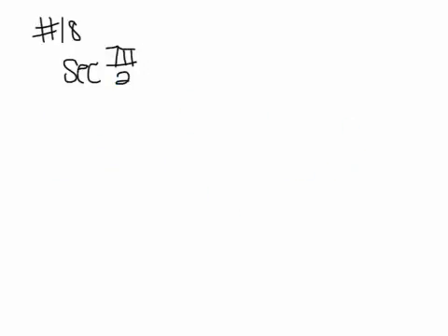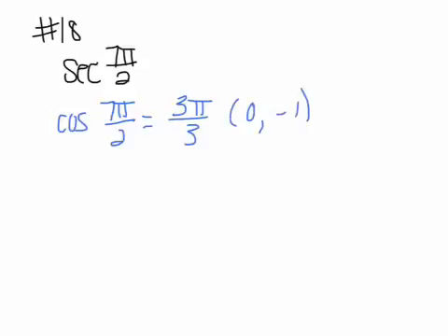7 pi halves. Secant pairs up with cosine. So I'm looking for the cosine of 7 pi halves. So I'm going to take 7 halves and subtract 2. And when I do that, I'm looking for the cosine of 3 pi halves. The terminal point of 3 pi halves is 0, negative 1. Cosine, sine. Well, to find the secant, I have to take its reciprocal, which is 1 over 0. Therefore, the secant is undefined.